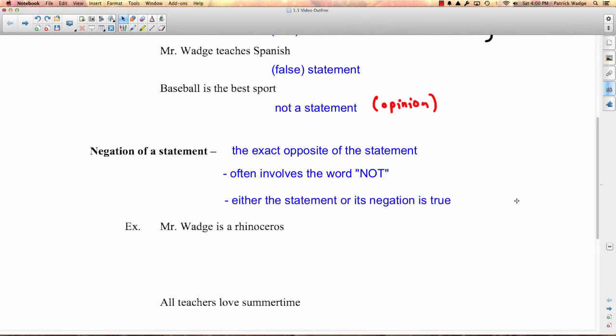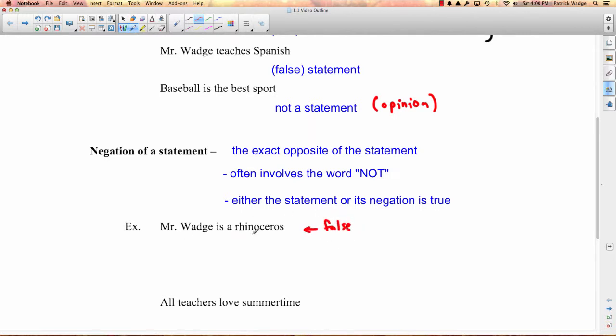One's true, one's false. Okay? It's impossible for them both to be true. It's impossible for them both to be false. One's always true, one's always false. So here's a statement. This definitely is a statement. Mr. Wodge is a rhinoceros. It's a somewhat ludicrous statement, but it's a false statement, right? So this is false.